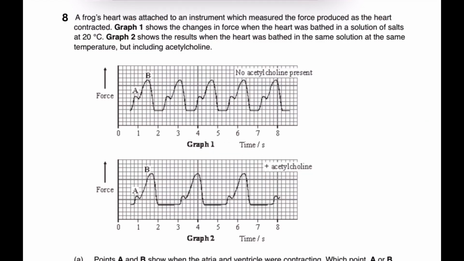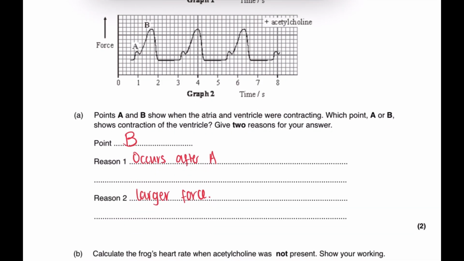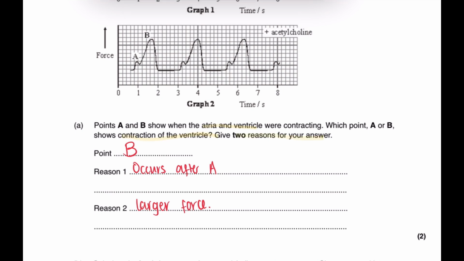Question 8. A frog heart was attached to an instrument which measured the force produced as the heart contracted. Graph 1 shows the changes in force when the heart was bathed in a solution of salts at 20 Celsius. Graph 2 shows the result of a heart that was bathed in the same solution at the same temperature, but includes acetylcholine. Points A and B show when the atria and ventricles were contracting. Which point, A or B, shows the contraction of the ventricle? Give 2 reasons why.